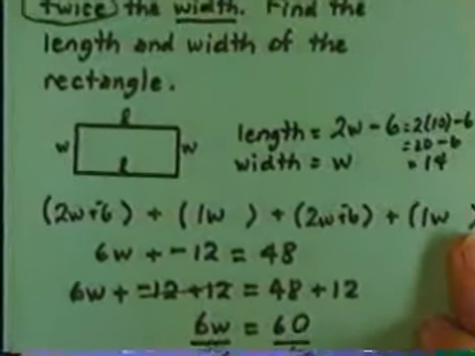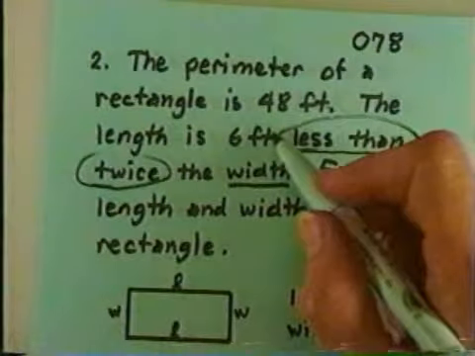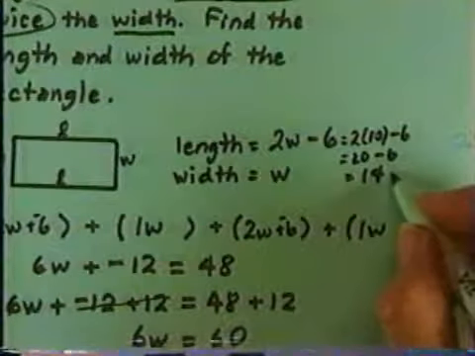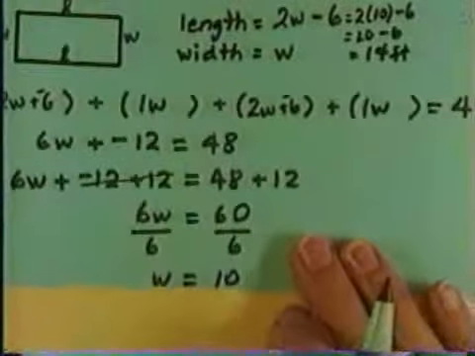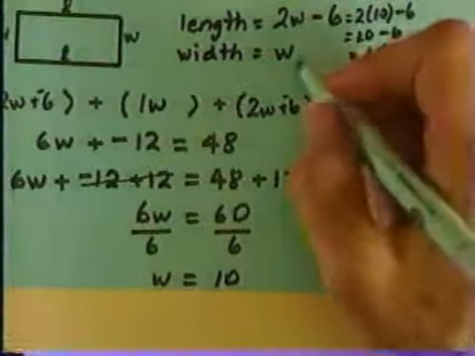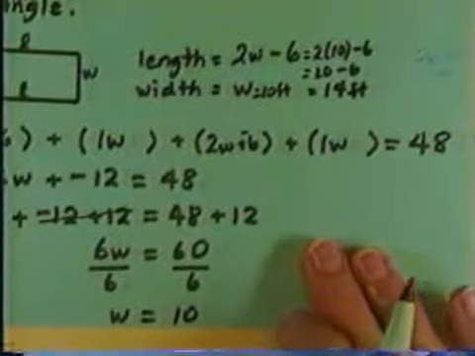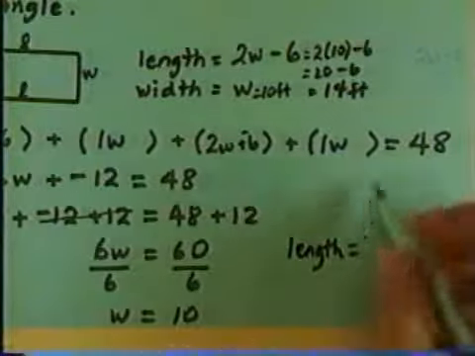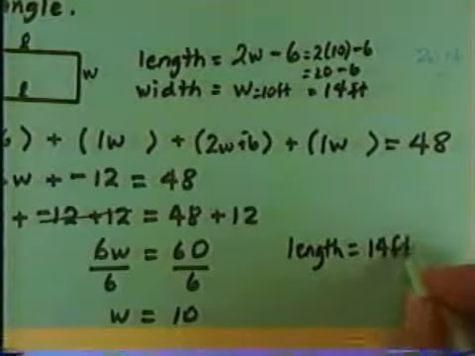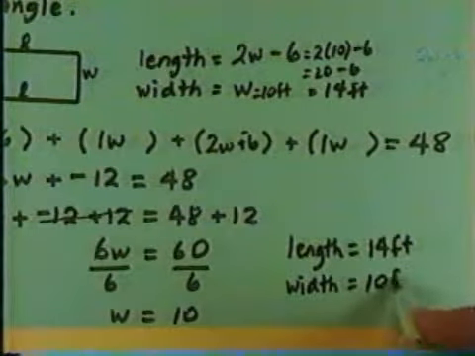14 what? Well, we had perimeter of 48 feet, length 6 feet less, feet are the unit, so the length is 14 feet. Width is W. W is represented by 10, so we get W is 10 feet. Now let me write these down to where we can read them. The length is equal to 14 feet, and the width is equal to 10 feet.